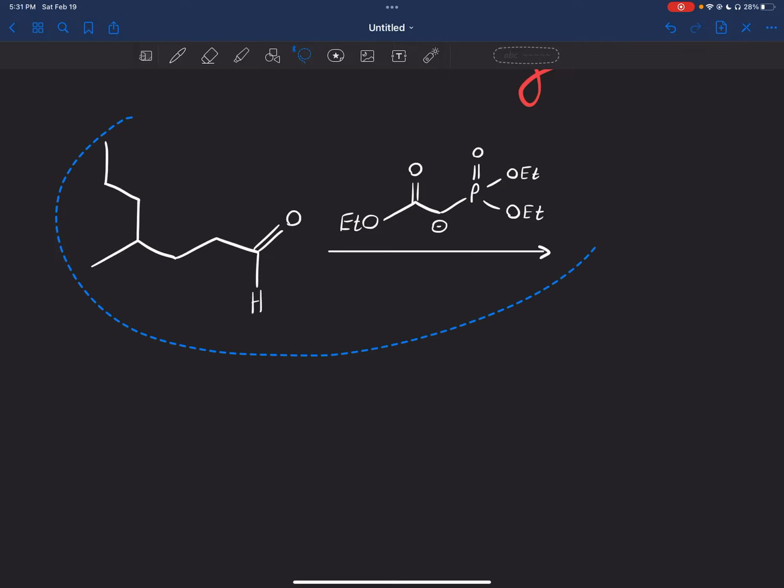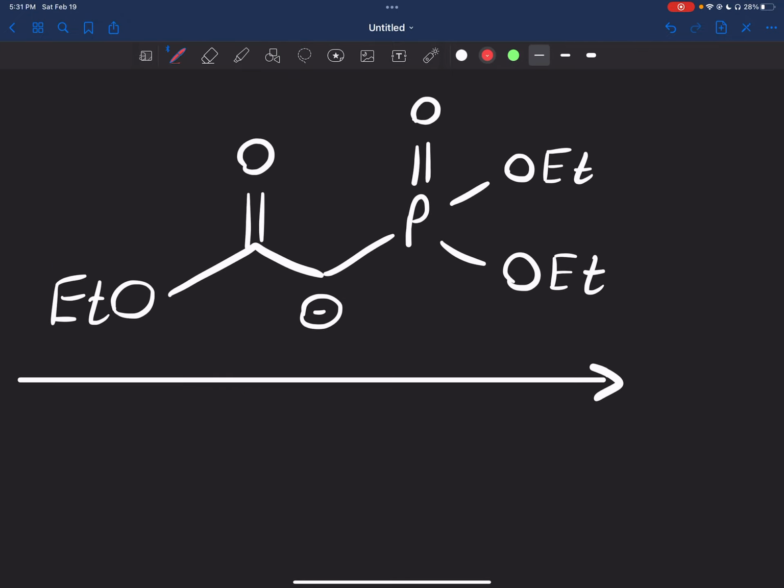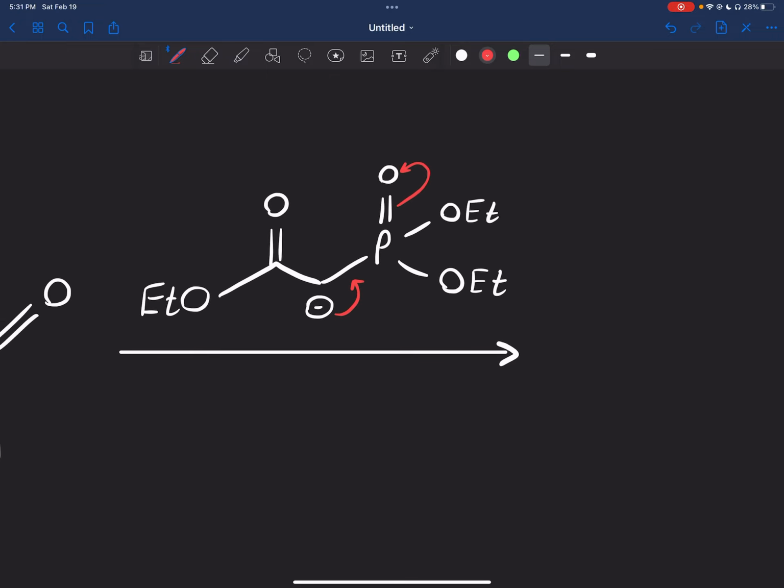Even though there looks like a lot going on there, the important part to recognize it's a Wittig reaction is really just right there. And they could have just as easily, again, written it like this, where that's resonating up, and we get this. Okay, so either version works.